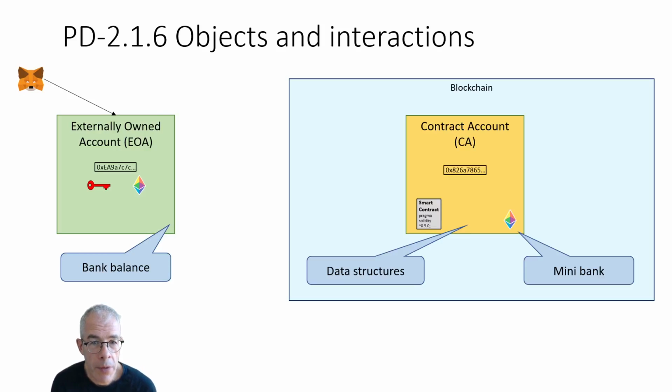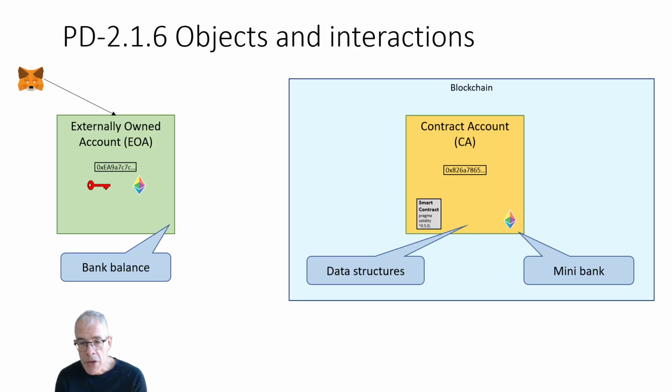What are the main objects on the blockchain? Those are the objects that we will be interacting with. That's the accounts on the left side, the green ones. They are also called the externally owned accounts, and these are the accounts that usually are used by people. As you can see on the top left, there's a MetaMask picture. So usually that's used via MetaMask to interact with your account. And the account basically shows a bank balance, so the balance of the ETH that you have.